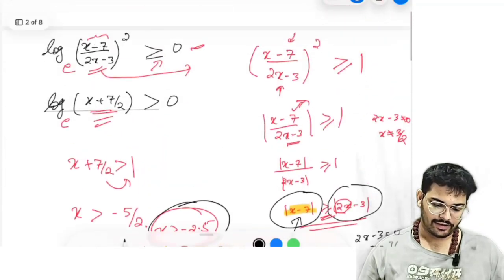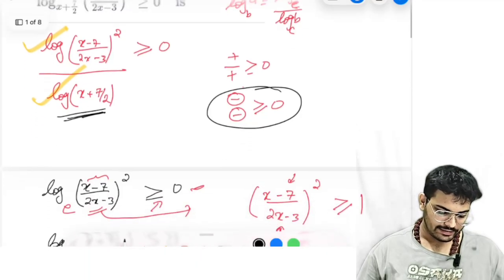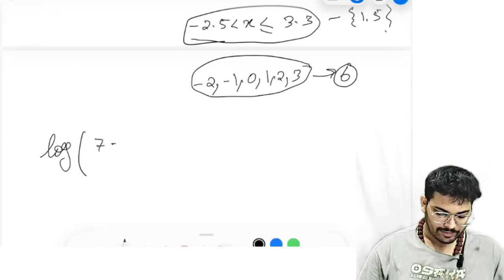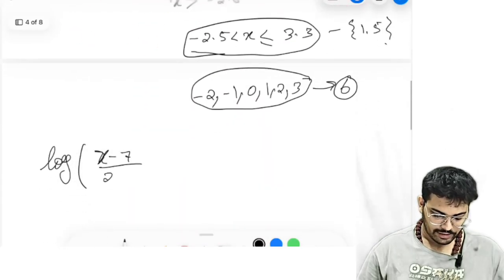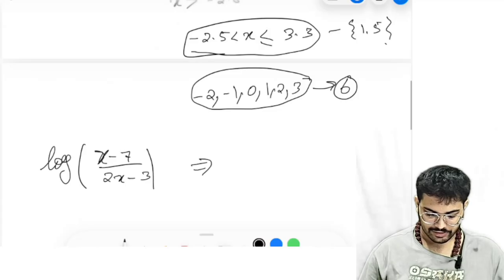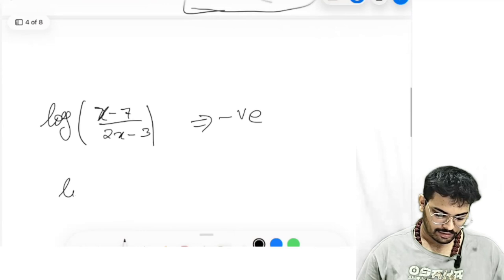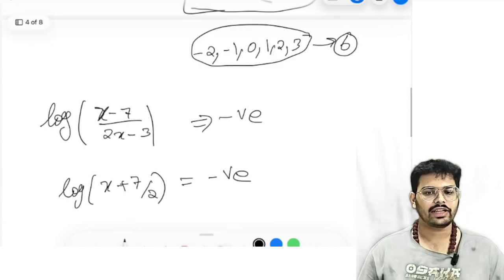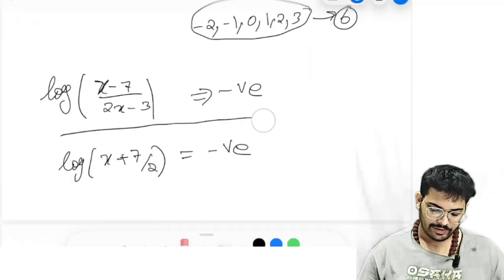Now there is another condition. We are already telling one more condition, that both can be negative. Is it possible or not? In that sense, this value is negative, that is log of mod of x minus 7 divided by 2x minus 3 is negative. Similarly this value is also negative, that is log of x plus 7 by 2 is negative. Both are negative. Then negative divided by negative will become positive, following the same inequality, right? So this condition we need to check.